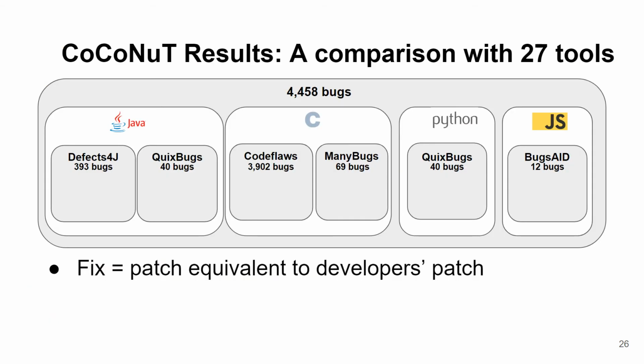We evaluated CoCoNuT on 6 different benchmarks in 4 different programming languages, including Defects4J, the most popular bug repair benchmark that had been used to test 22 other tools. For evaluation purposes, we consider a patch as correctly fixed if it is semantically equivalent to the developer's patch.